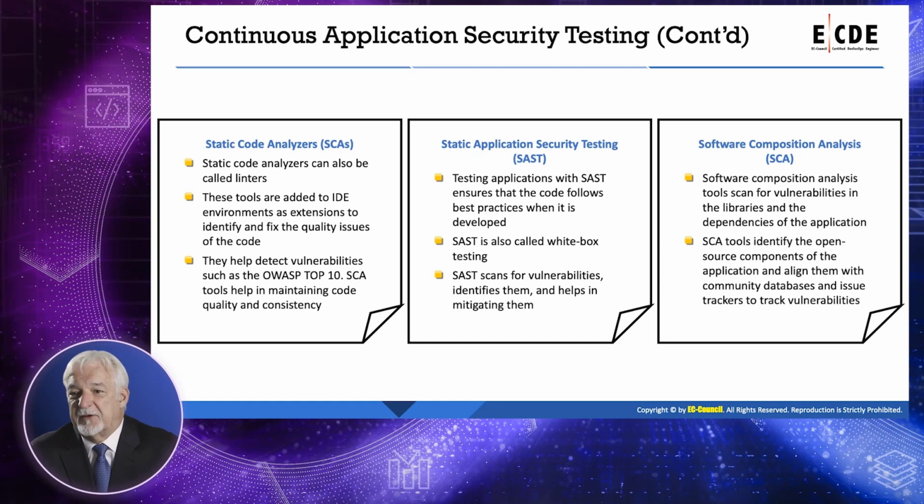Then we have the software composition analysis tools. Software composition analysis tools look for vulnerabilities in libraries and dependencies of the application. SCA tools identify the open source components of the application and align them with community databases and issue trackers to track vulnerabilities.